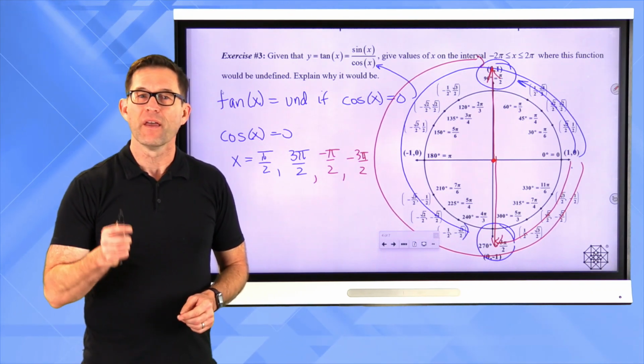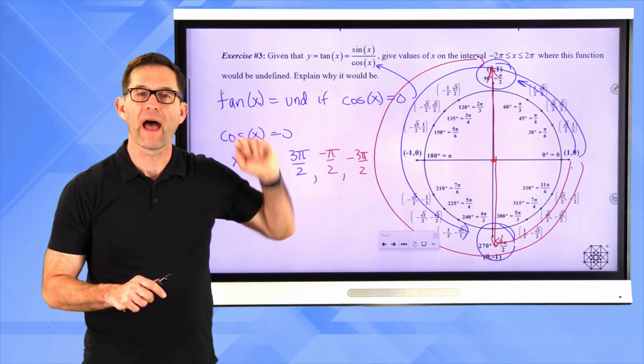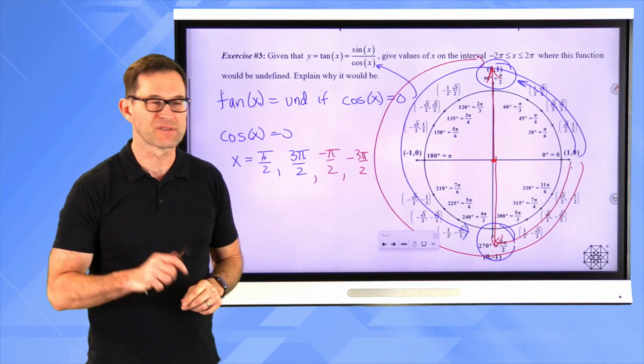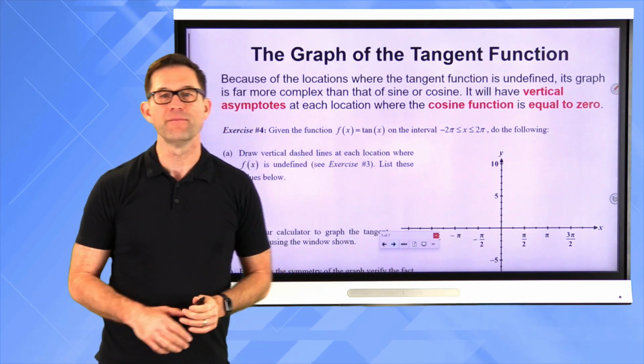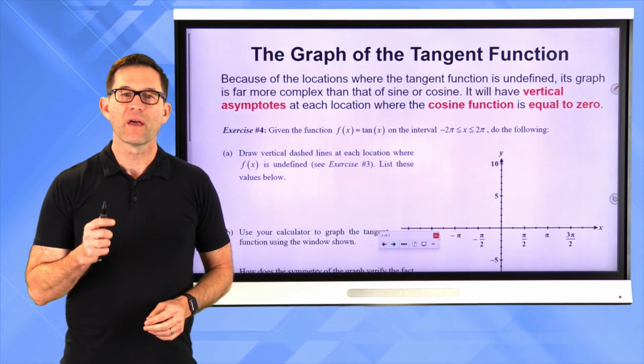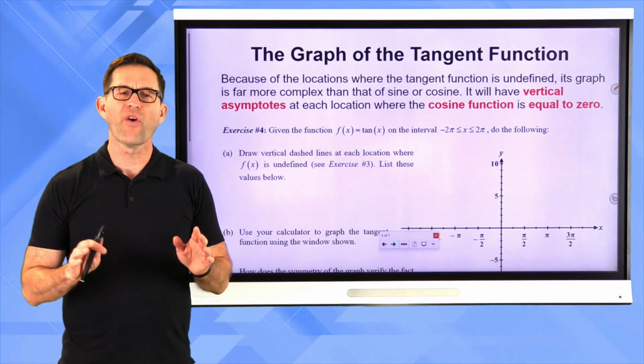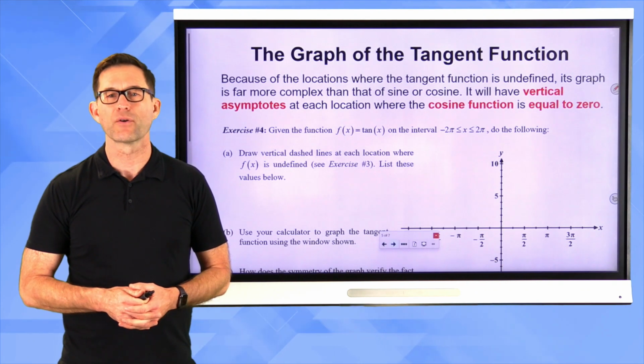And that is actually going to have a big time effect on what the graph of y equals tangent x looks like. So let's take a look at that in the next exercise. The graph of the tangent function. Because of the locations where the tangent function is undefined, its graph is far more complex than that of sine or cosine.